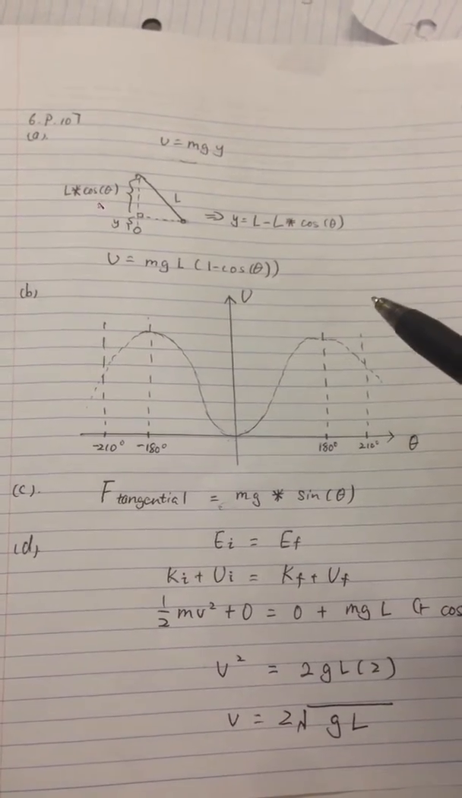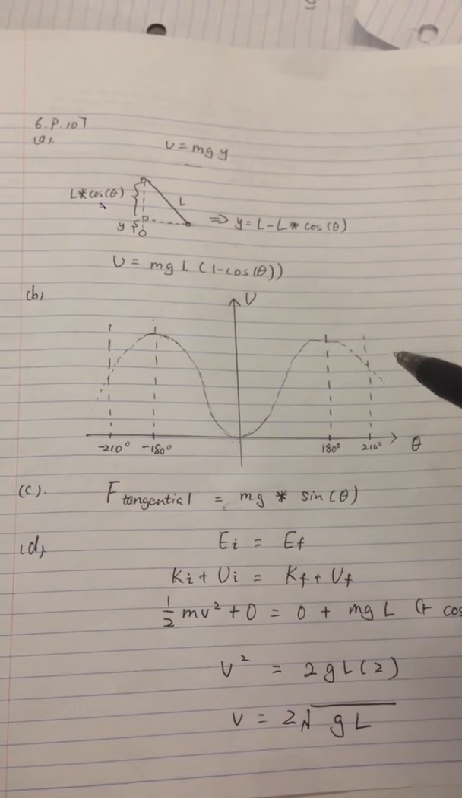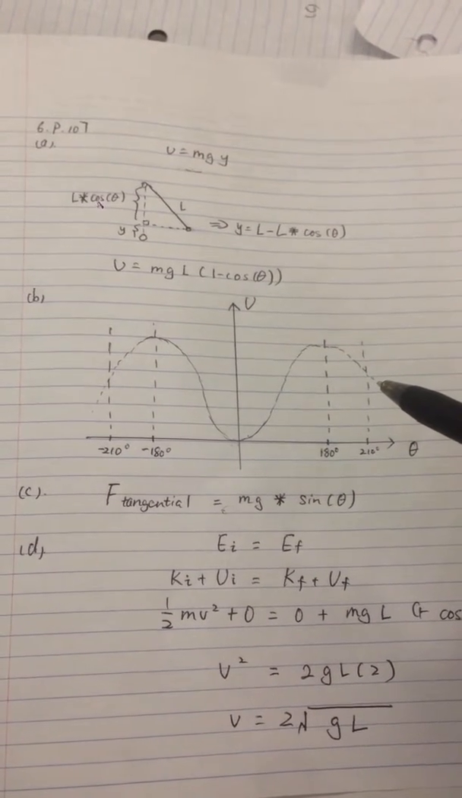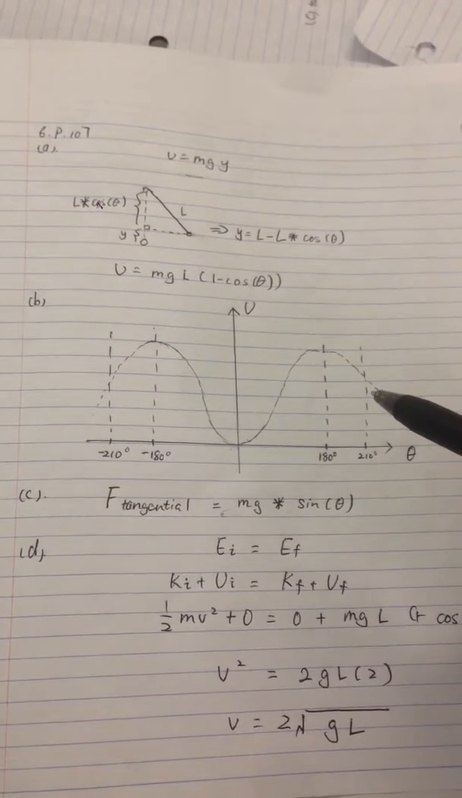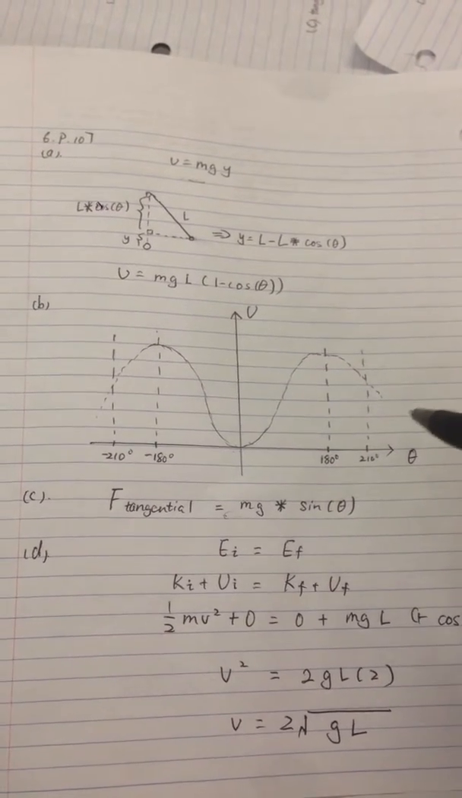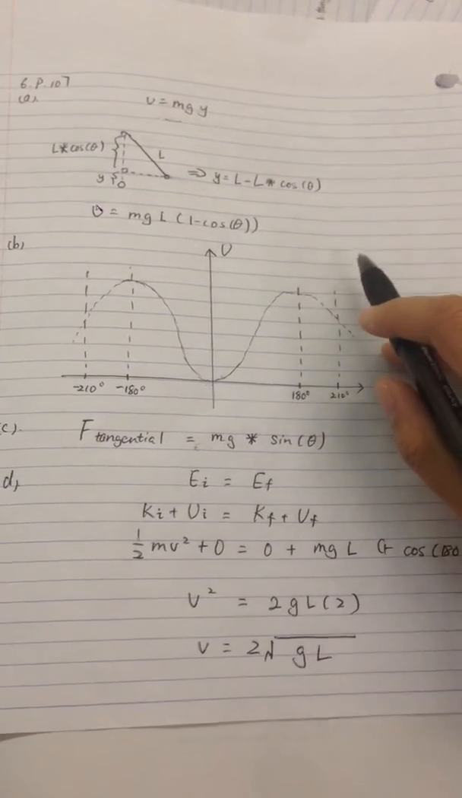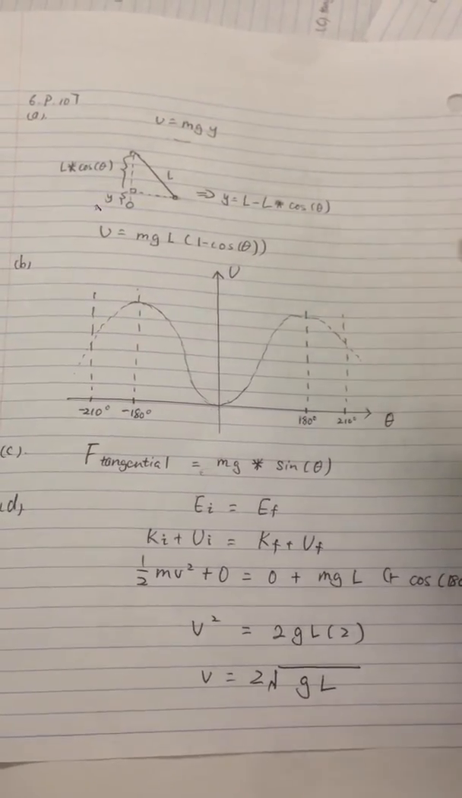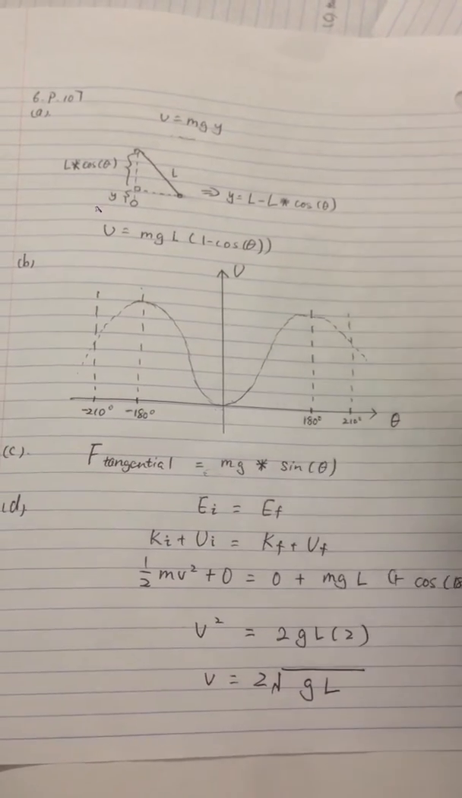C. Let S equal L theta, the arc length away from the bottom of the arc. Calculate the tangential component of the force on the mass by taking the negative gradient of the energy with respect to S. Does the result make sense? Okay, we can have the F tangential here, which equals mg times sine theta.